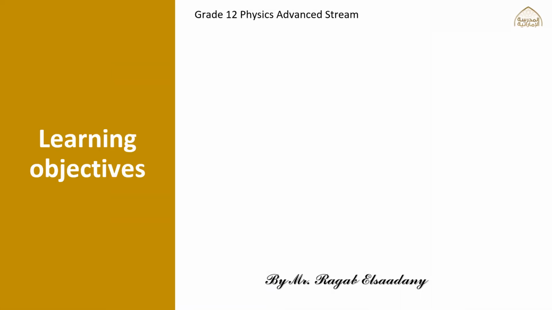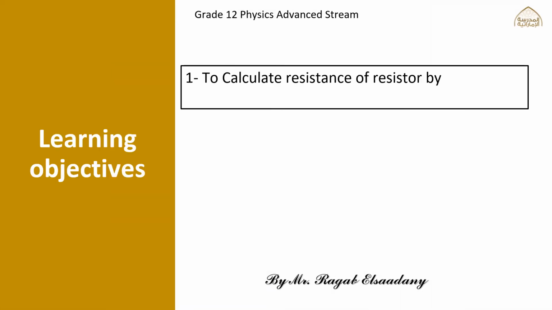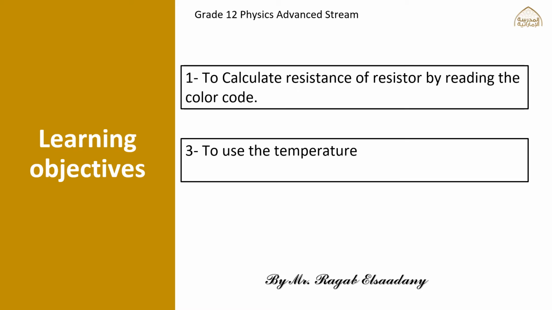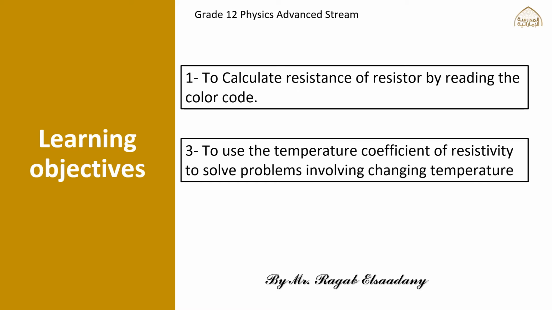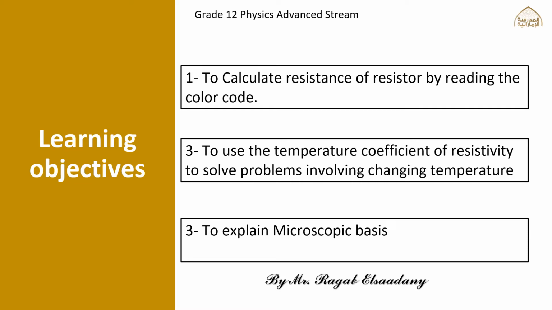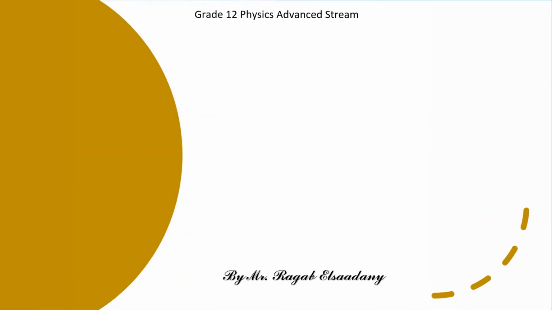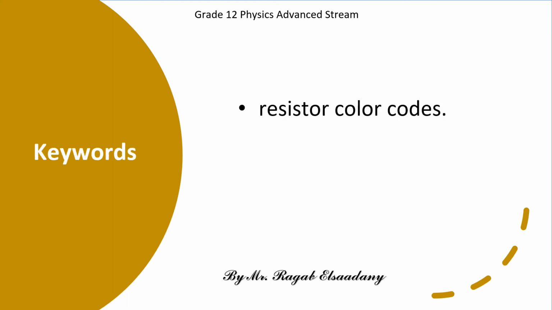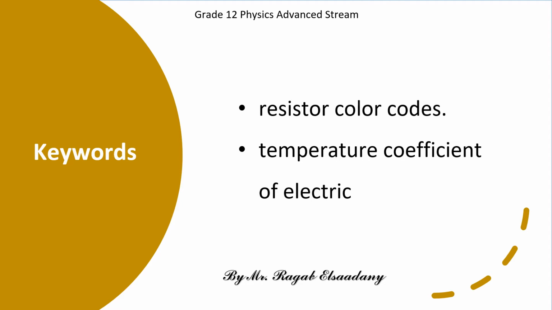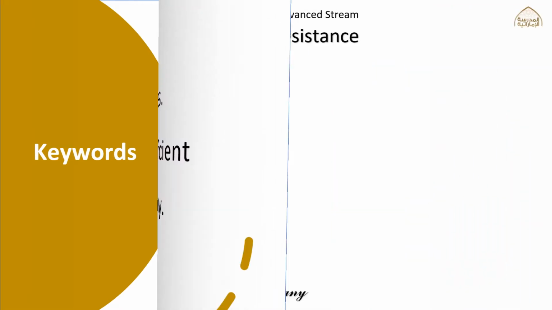Learning objectives: to calculate the resistance of a resistor by reading the color code; to use the temperature coefficient of resistivity to solve problems involving changing temperature; to explain the microscopic basis of conduction in solids. Keywords: resistor color codes and temperature coefficient of electric resistivity.